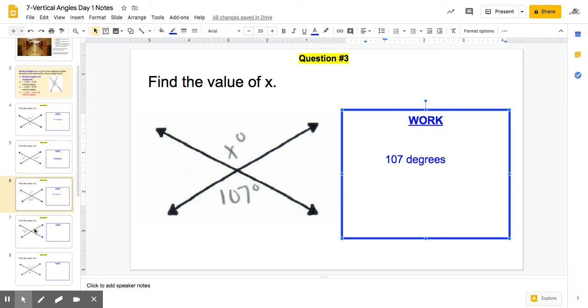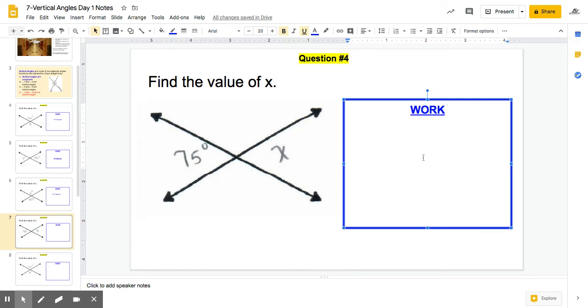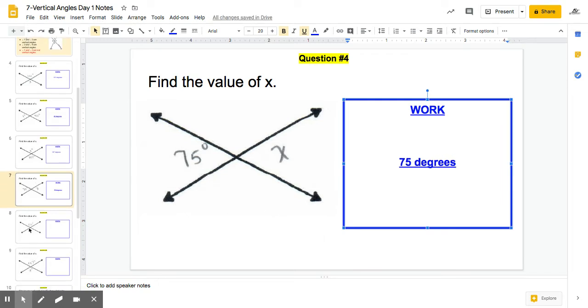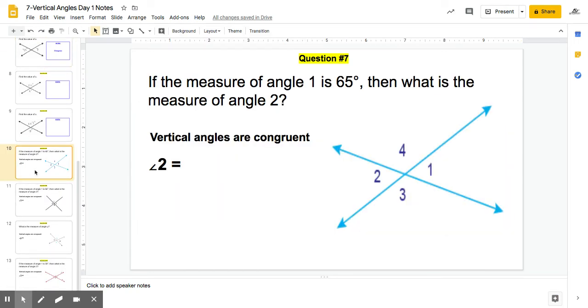Okay, let's do another one. The 75-degree angle and angle X are vertical angles. They are across from each other or opposite of each other, making them vertical, which means they're equal. So if this angle equals 75 degrees, angle X must also equal 75 degrees as well. Okay, pretty straightforward. We don't even have to do any math yet. Okay, I'm going to skip down, look at number 7.